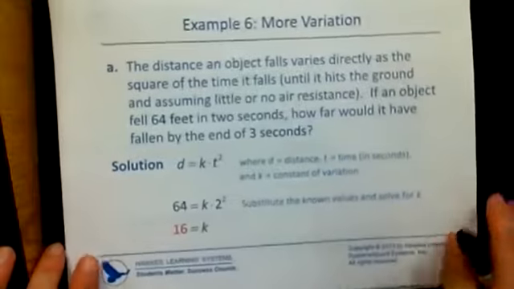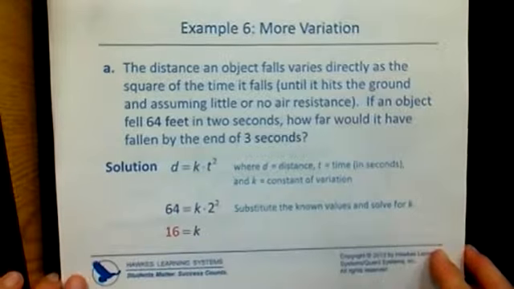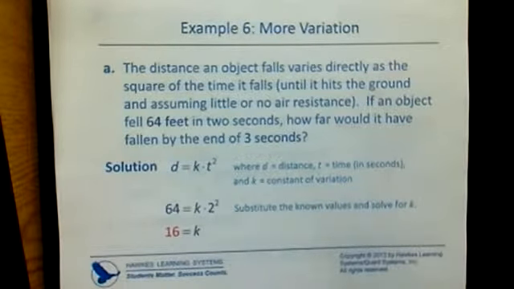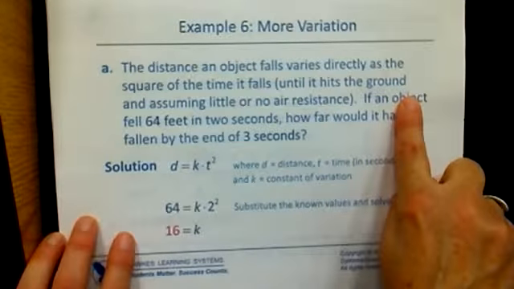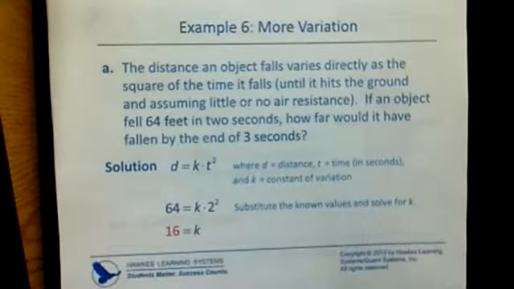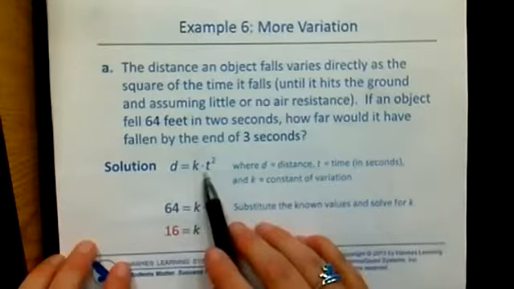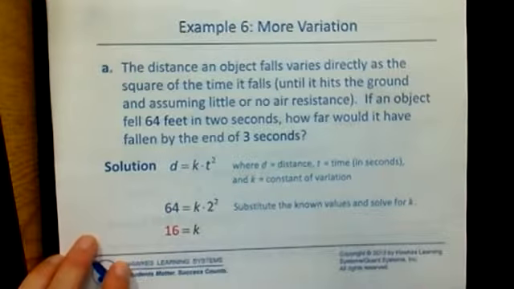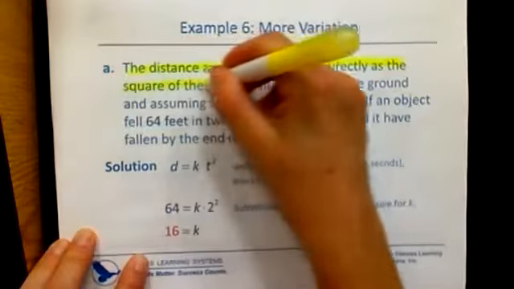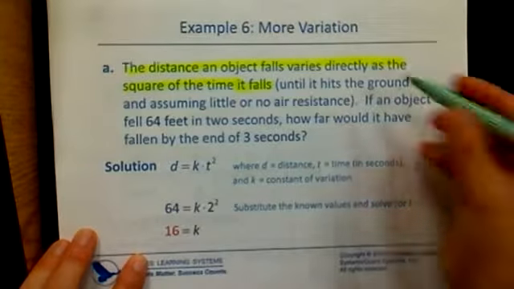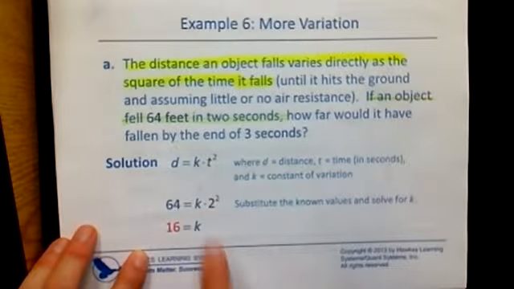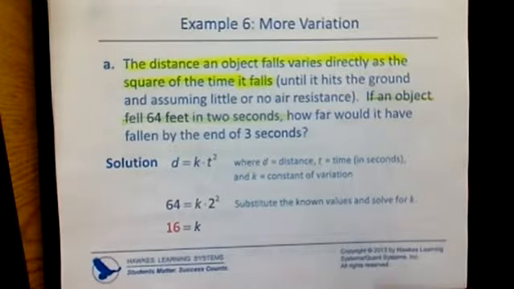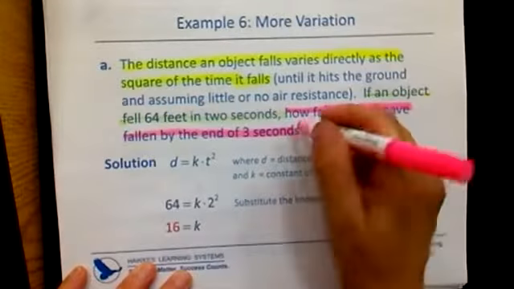And let's go to an example here with another one that has our combinations of stuff in it. So if we read it, it says the distance an object falls varies directly as the square of the time it falls until it hits the ground, assuming there's little or no air resistance. If an object fell 64 feet in 2 seconds, how far would it have fallen by the end of 3 seconds? So our time is what's going to start changing as we go through this one. So again, our sentence: directly as the square of the time it falls. Then, if an object fell 64 feet in 2 seconds, that's our piece that lets us solve this part. And then finally, the last thing that we have in there is how far will it have fallen at the end of 3 seconds. Does that make sense?